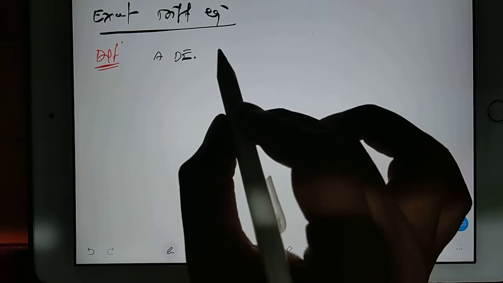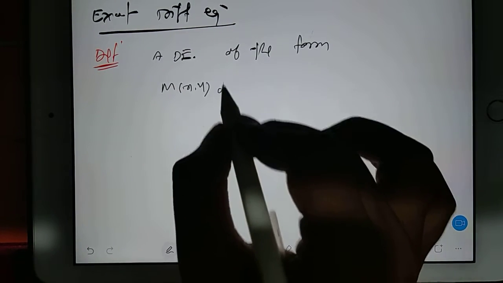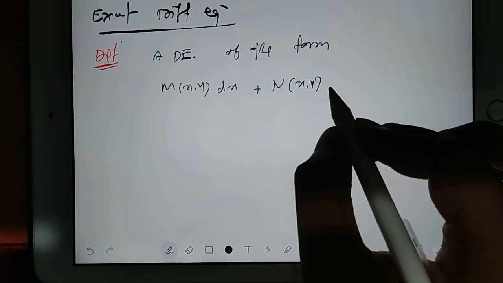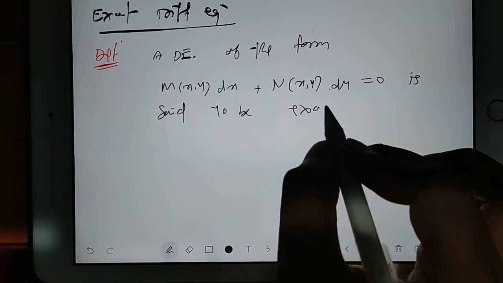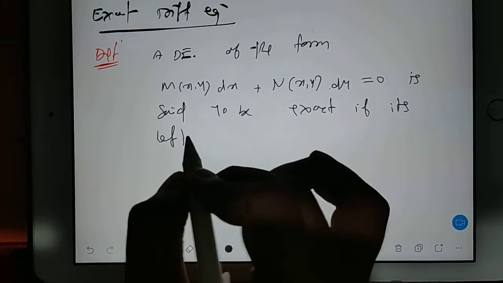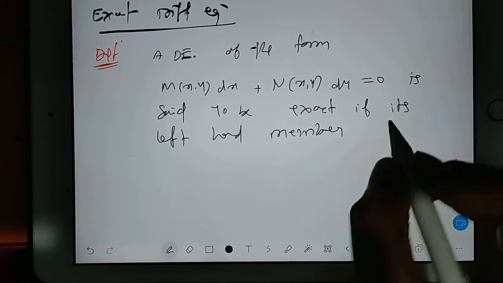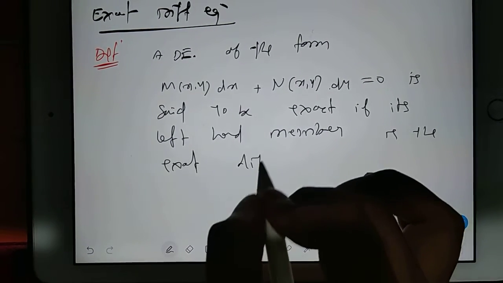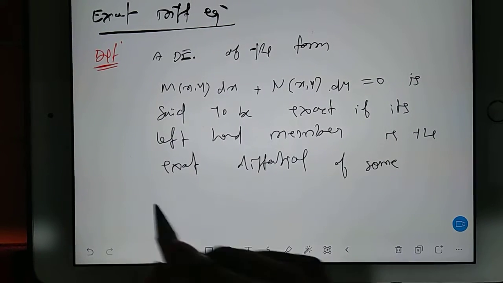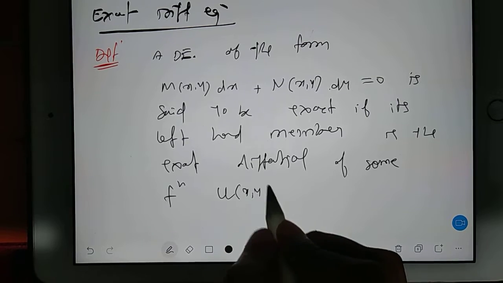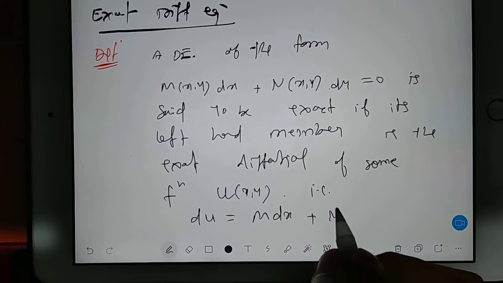A differential equation of the form M, which is a function of x y, dx, plus N, again a function of x y, dy, is equal to 0, is said to be exact if its left hand member is the exact differential of some function u of x y, that is du is equal to M dx plus N dy is equal to 0.